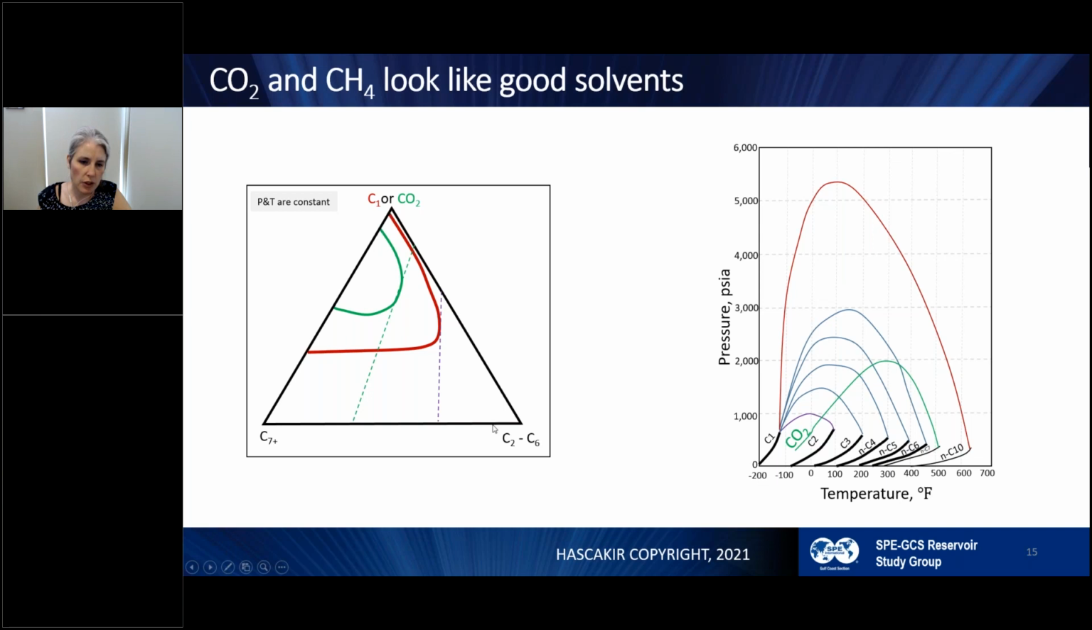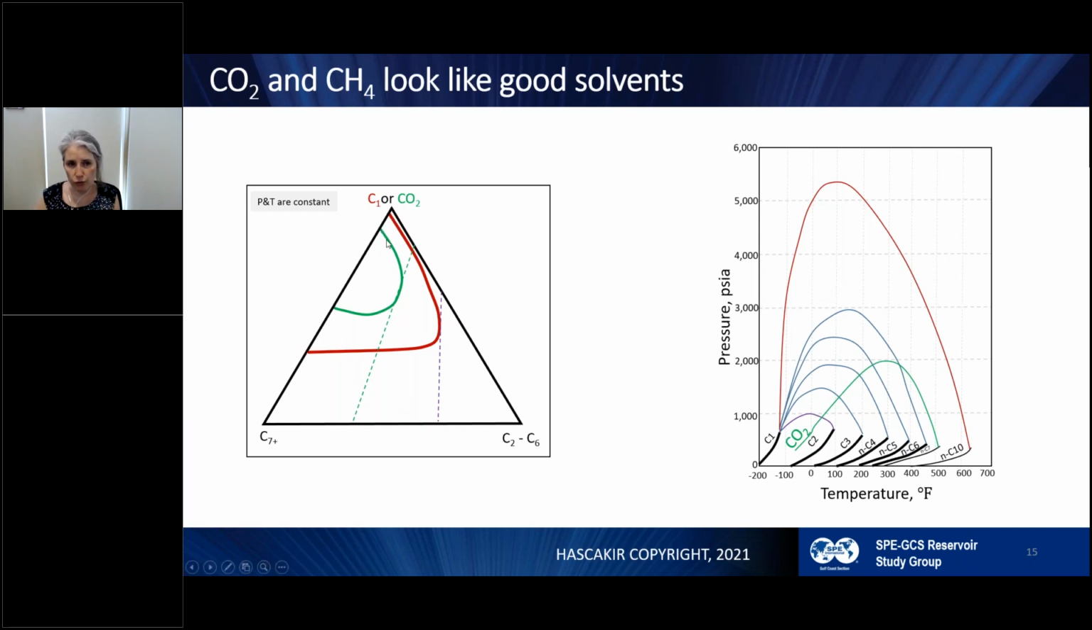If my oil composition is somewhere here, closer to the intermediate, if I have more intermediates inside the crude oil, then these will maintain a better miscibility. But if I am on this end, if I have more and more heavy components, then it is almost impossible to get miscibility with either of the fluids that I'm injecting. But if I'm in between these two, which one has more advantage?